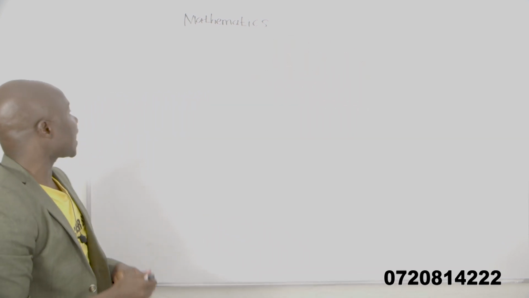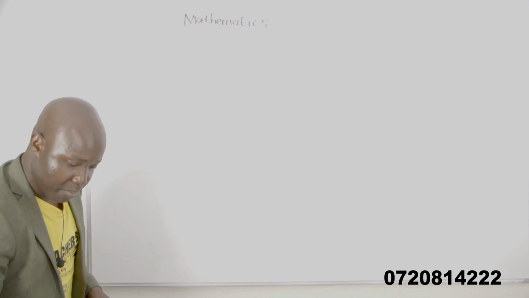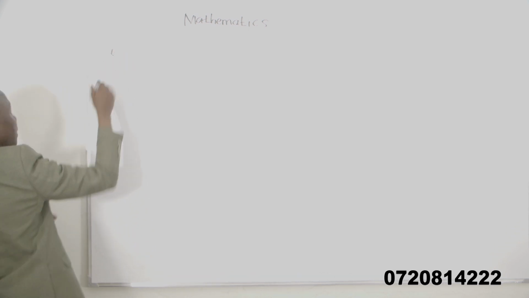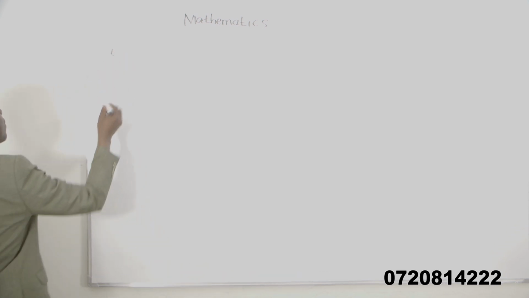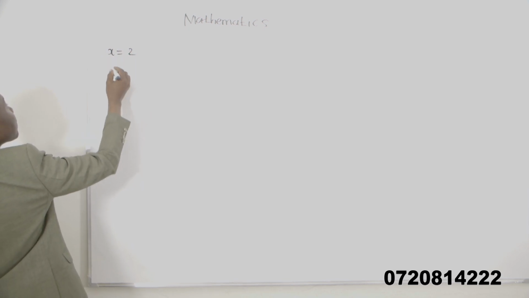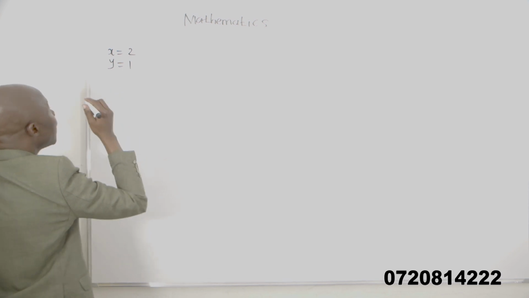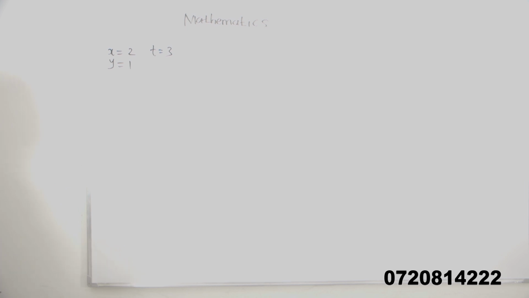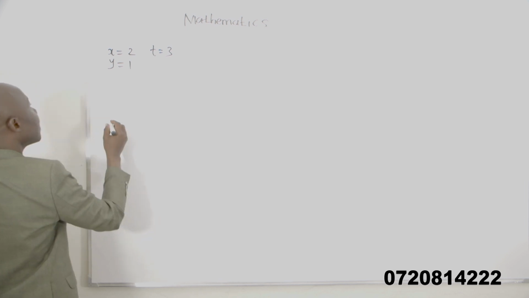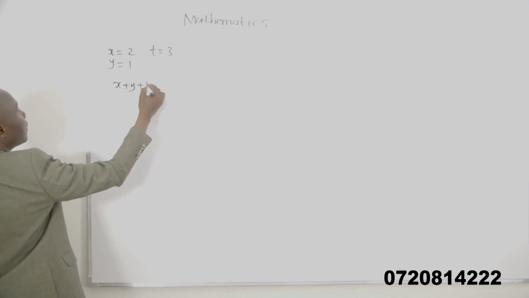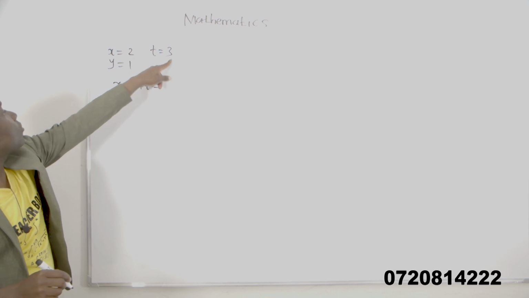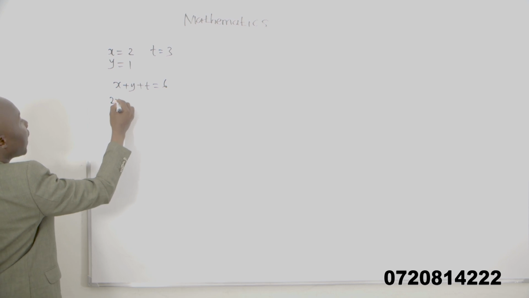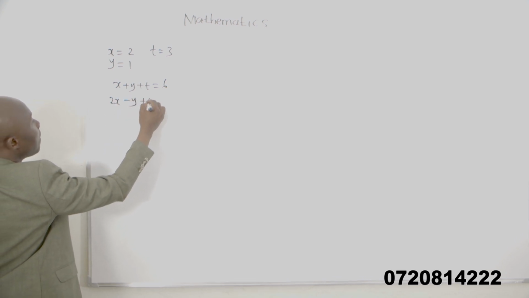Now, let's start with something that you know. I want us to work from something known to unknown. Let me say if somebody gives you x is equal to 2, y is 1, and maybe t is 3. Now, we know very well that if you take x plus y plus t, it is supposed to be 1 plus 2 plus 3, so you get 6. Now, what if I come and say maybe 2x minus y plus 4t?